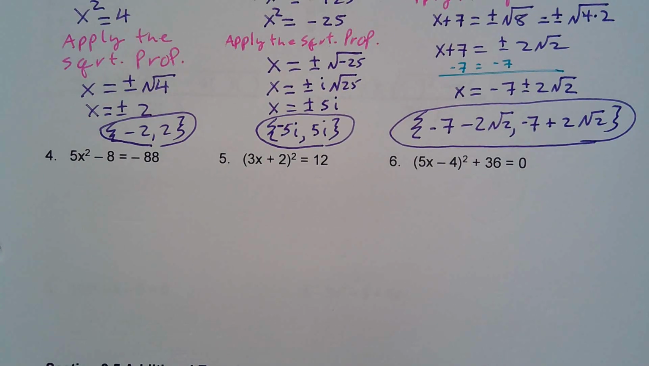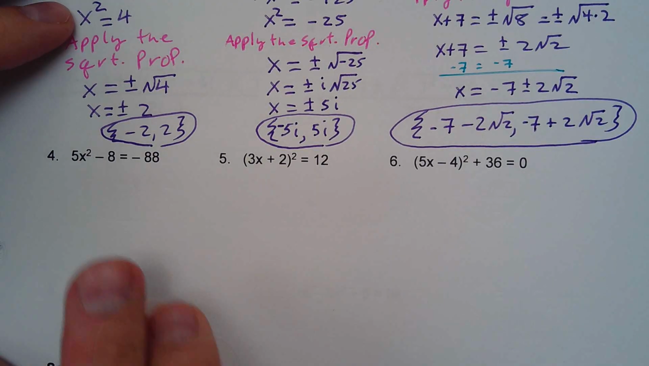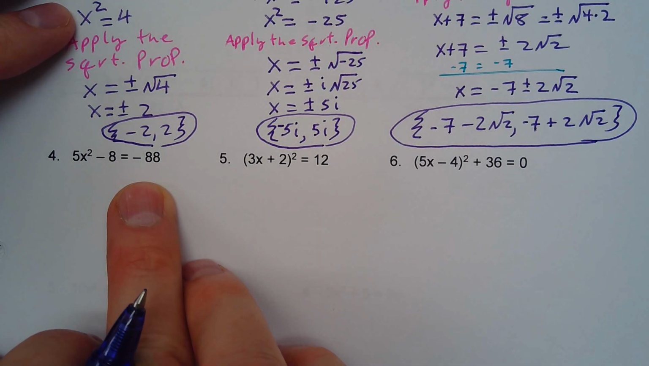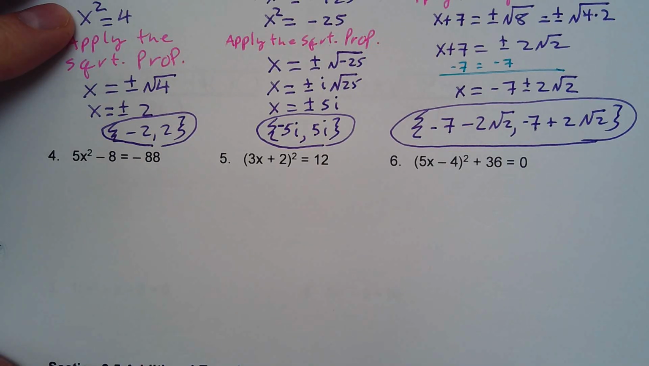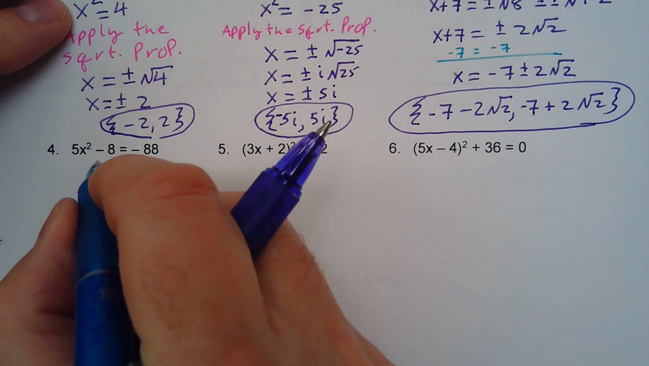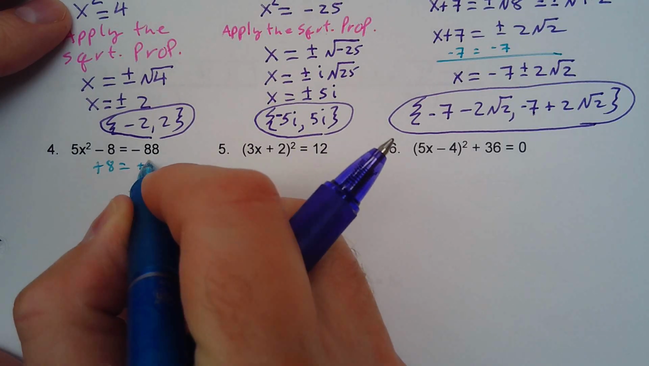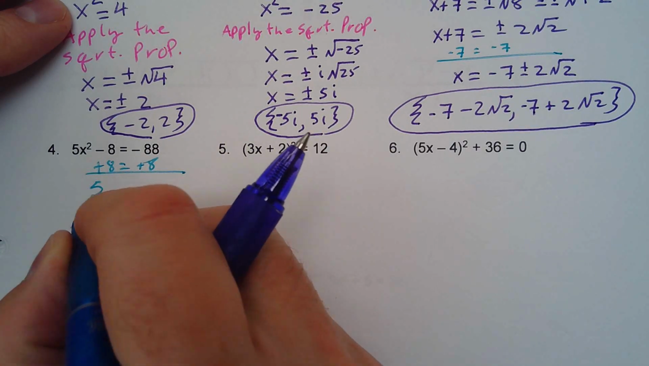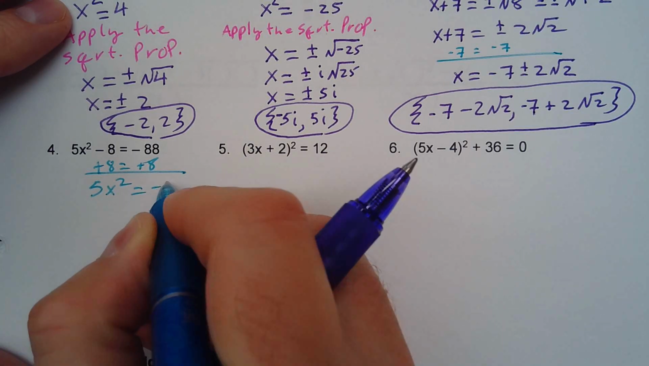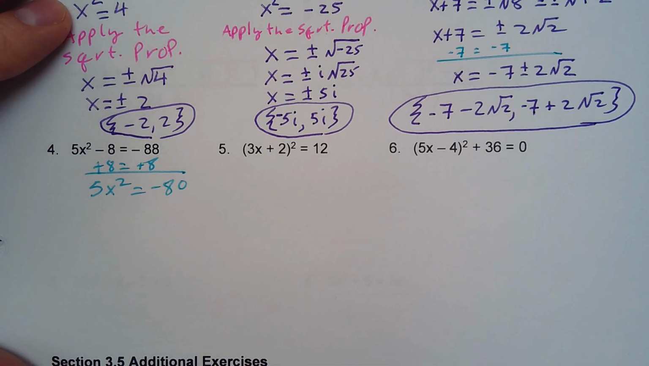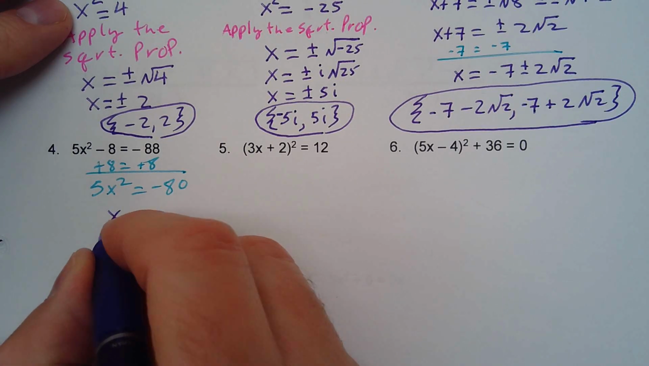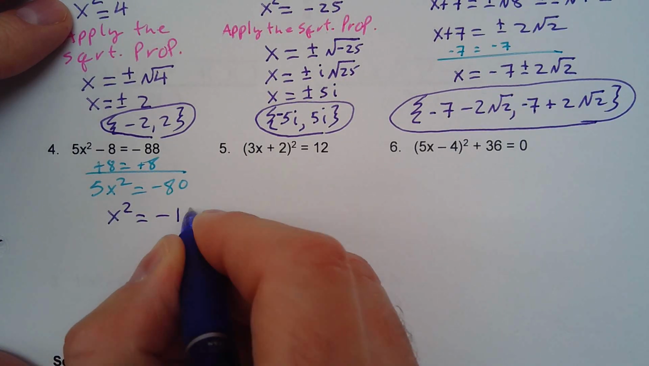Let's try the next one. So here we want to go ahead and add 8 to both sides. I'm going to write the step out here. That gives us 5x squared equals negative 80. And then I need to divide both sides by 5. And that gives me x squared equals negative 16.